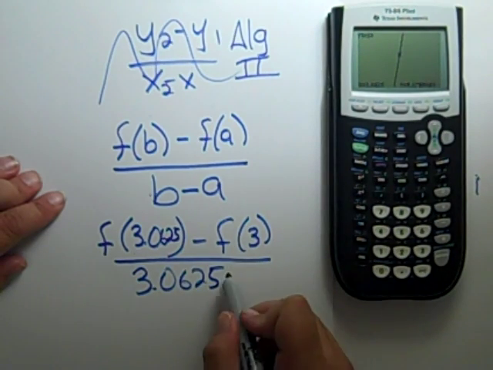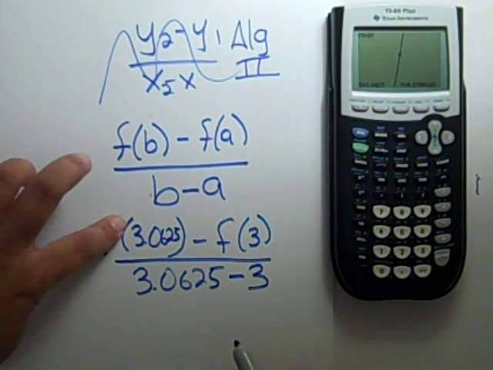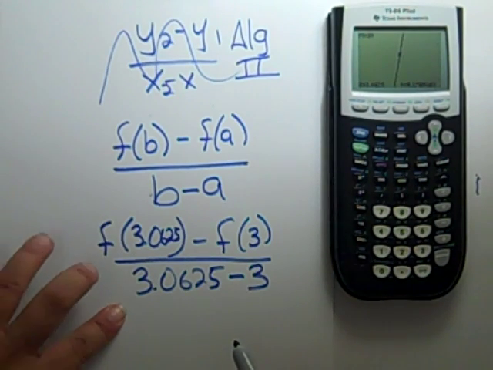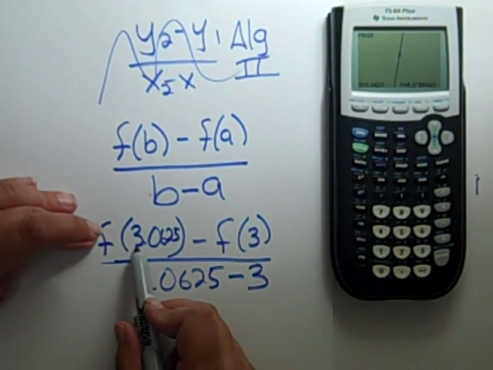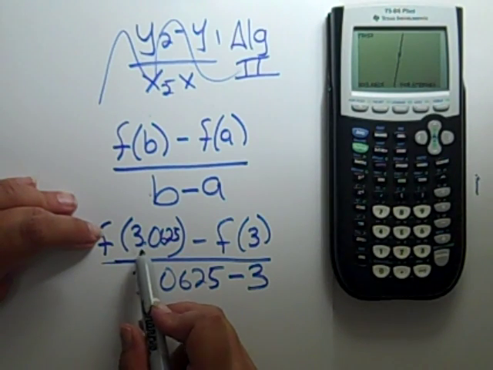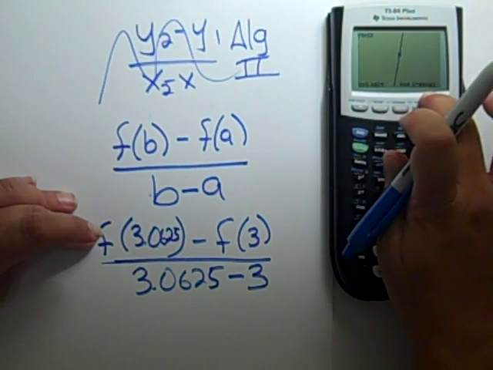3.0625 minus a is 3. So there's my change in y over my change in x. But do we know the values of this? What is the y value that goes with 3.0625? Well, I can just look here. It says x equals 3.0625.